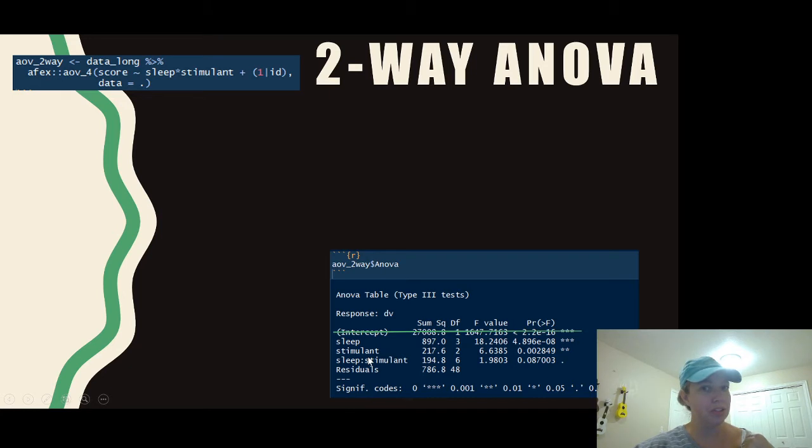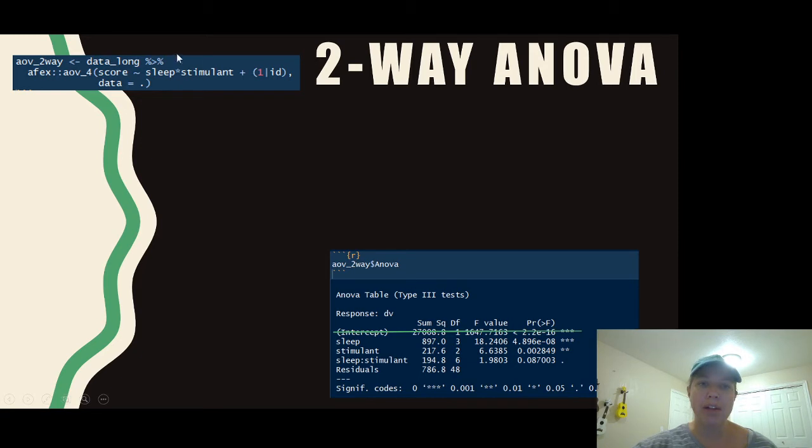Stimulant, how many stimulants were there? Placebo, caffeine, shock money, 3, so that's 2 degrees of freedom. And sleep by stimulant interaction, 6. Oh, that's really great. And then down here in R, it'll say residual. Residual, error, within cell, those all mean the same thing. You'll see all three used interchangeably in different software, just different lingo, meaning the same thing.